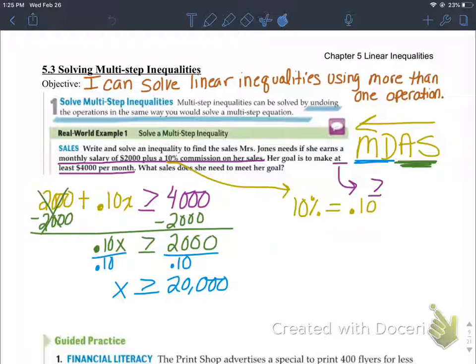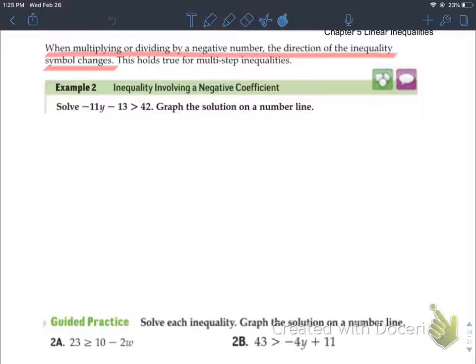Complete the You Try on the next page or below and pause the video, then we'll go over it tomorrow in class. On this next page here, we are reminded that when multiplying or dividing by a negative number, the direction of the inequality symbol changes. This will still be true when we do multi-steps. So we are going to do MDOS backwards.